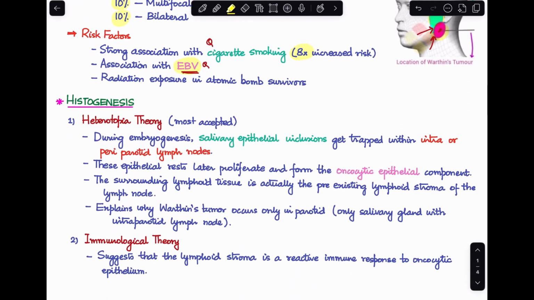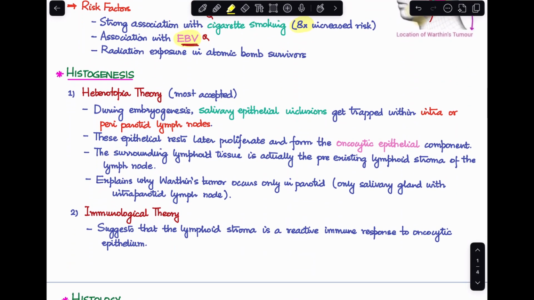Now let's discuss the histogenesis, or the theory behind the formation of Warthin's tumor. The most accepted theory right now is known as the Heterotopia theory. This theory states that during embryo formation, some salivary epithelial inclusions get trapped within the intraparotid or periparotid lymph nodes. These inclusions, trapped within the lymph node, later start to proliferate and end up forming the oncocytic epithelial component that we just described.